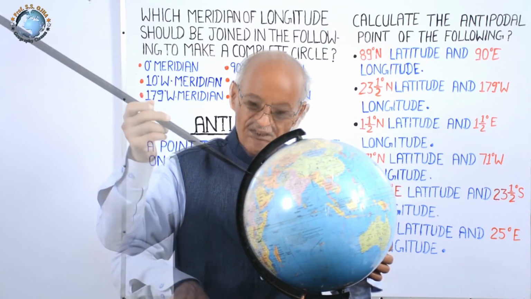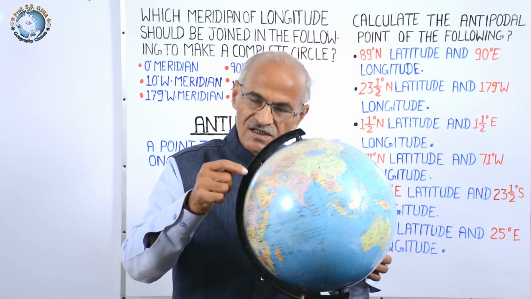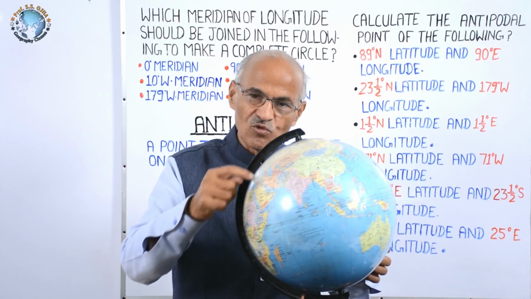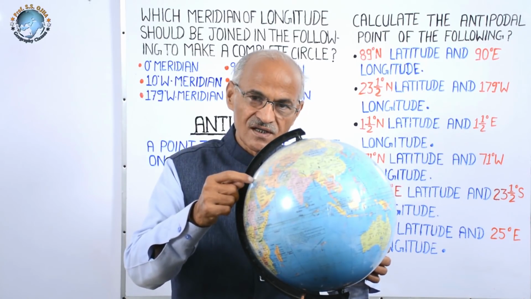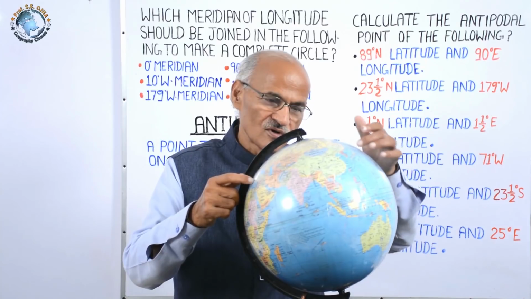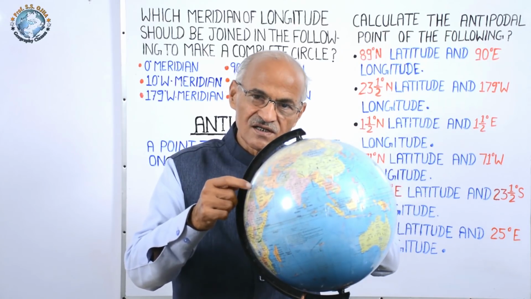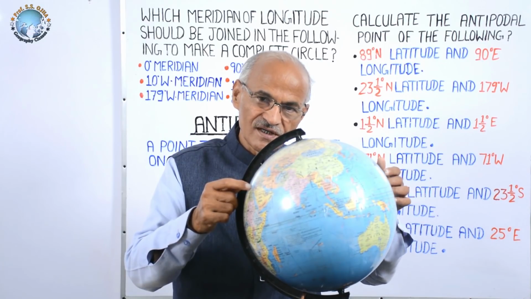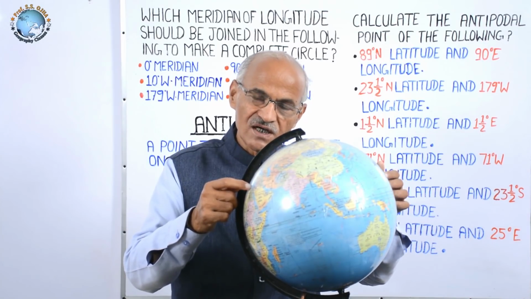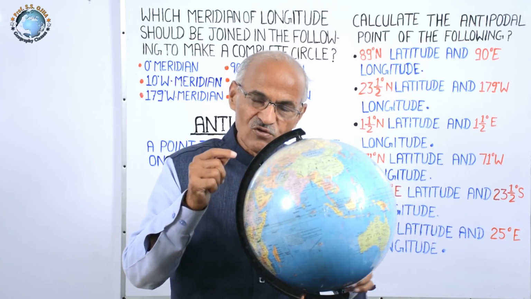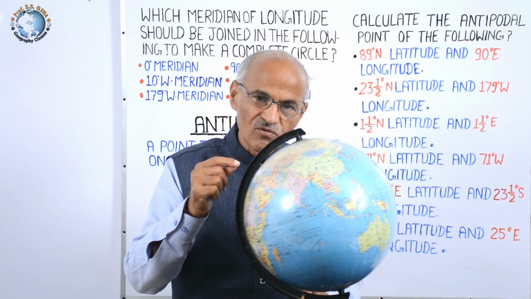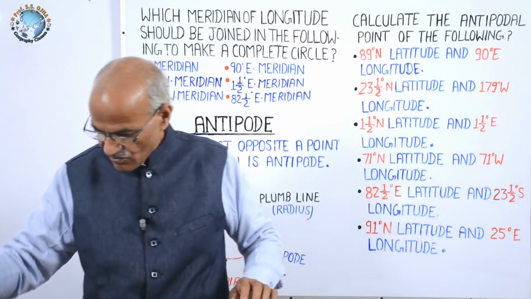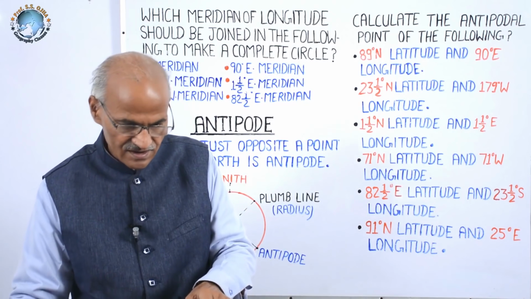The second, this point is 30 degree east longitude. Then what will be its opposite? You will have to deduct this 30 degree from 180 degree. That will be 150 degree, but west, because it is east. This way you can calculate the antipodal points. Now let us calculate some antipodal points and do exercises.